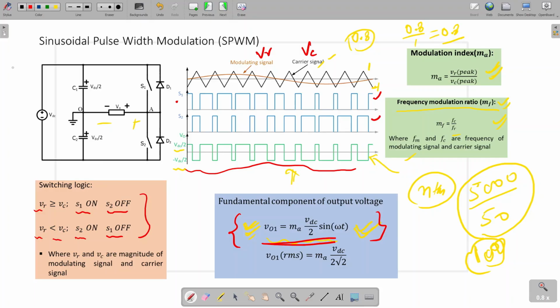In a half bridge, the voltage will be VDC by 2. That's how we can remember MA into VDC by 2 into sin omega t. This is the peak value, MA into VDC by 2. What will be the RMS value? RMS will be MA into VDC by 2 root 2. This will be the RMS value. Is it clear?